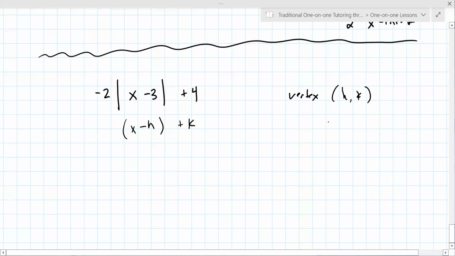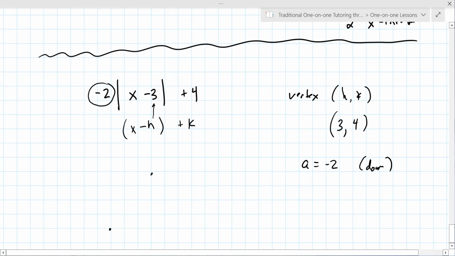I don't really remember how to do this. Okay, so the value of h is just 3 because it's already got the same sign here. So the value of k you just read off. It's just 4. Okay, so that's the vertex. Now a is -2. Does that mean it opens up or down? Down. Okay.